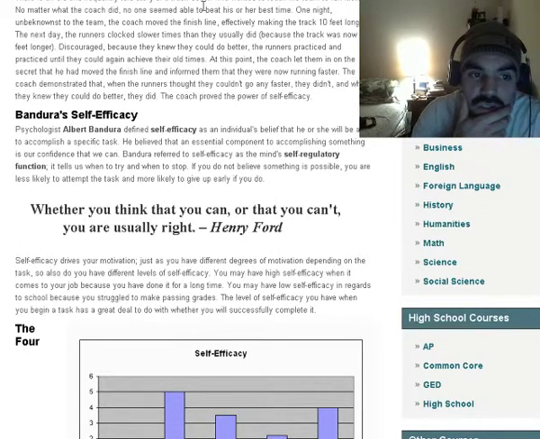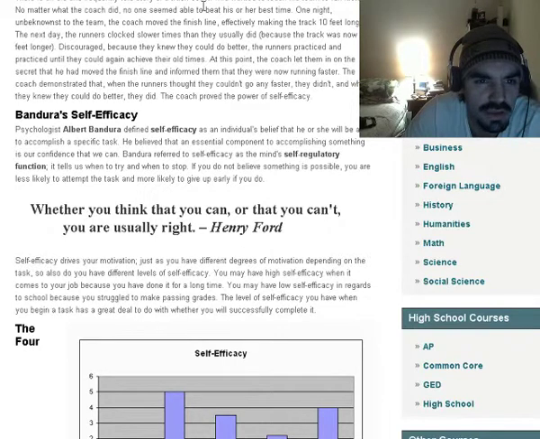The next day, the runners clocked slower times than they usually did because the track was now 10 feet longer. Discouraged because they knew they could do better, the runners practiced and practiced until they could achieve their old times. At this point, the coach let them in on the secret that he had moved the finish line and informed them that they were now running faster. The coach demonstrated that when the runners thought they couldn't go any faster, they didn't. And when they knew they could do better, they did. The coach proved the power of self-efficacy.